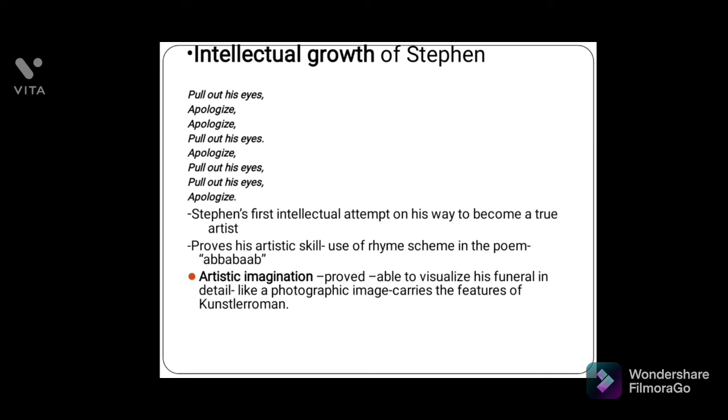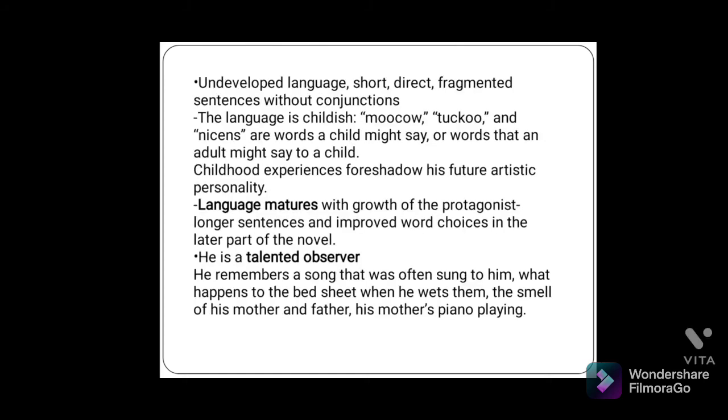So this particular scene in the novel carries the features of a Bildungsroman because we can definitely see the gradual growth of Stephen as a young child to an adolescent and also to a great man becoming an artist. Undeveloped language, short, direct, fragmented sentences without conjunctions. The language is childish. Moocow, tuckoo, and nonsense are words a child might say or words that an adult might say to a child. Childhood experiences foreshadow his future artistic personality. Language matures with growth of the protagonist, longer sentences and improved word choices in the latter part of the novel.